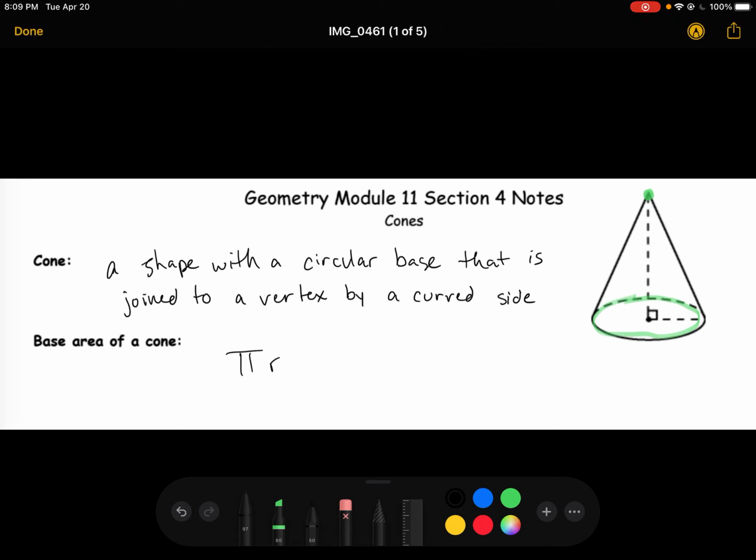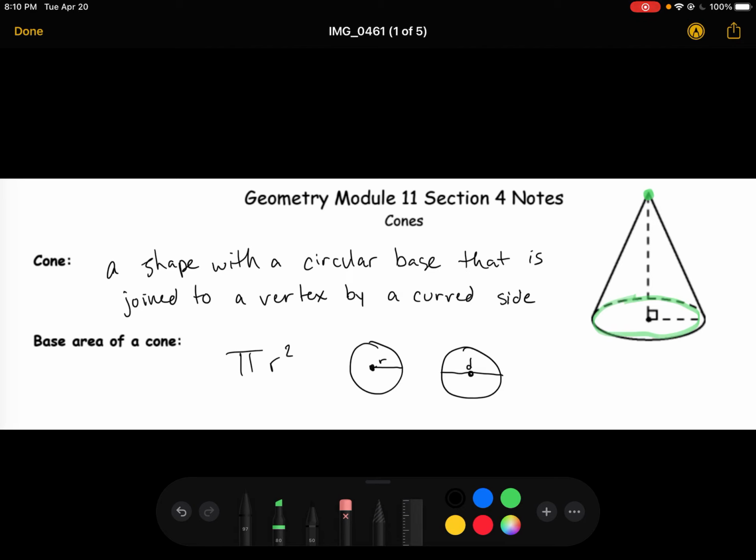Well, pretty similar to shapes that we've been working on here, it's just the area of the circle that's on the bottom. So in this case, we have pi times r squared, and that's going to help us out. We do need to know the difference between a radius and a diameter. Just a quick recap: that is a radius. Fully across is a diameter. And as long as we can identify that, we'll be able to find the base area of this cone.